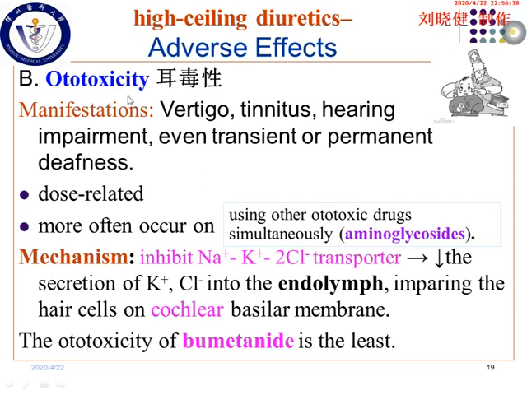The mechanism of this ototoxicity by loop diuretics is also related to inhibition of the sodium-potassium-chloride cotransporter. So they can decrease the secretion of potassium chloride into the endolymph, impairing the hair cells on the cochlear basilar membrane. And compared with the other agents, bumetanide has the least ototoxicity. So it should be used for the treatment of acute renal failure with hearing defect.